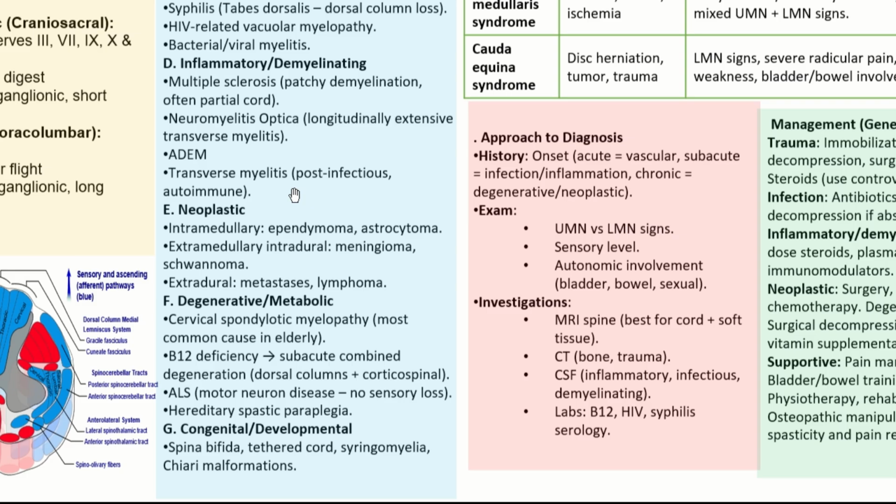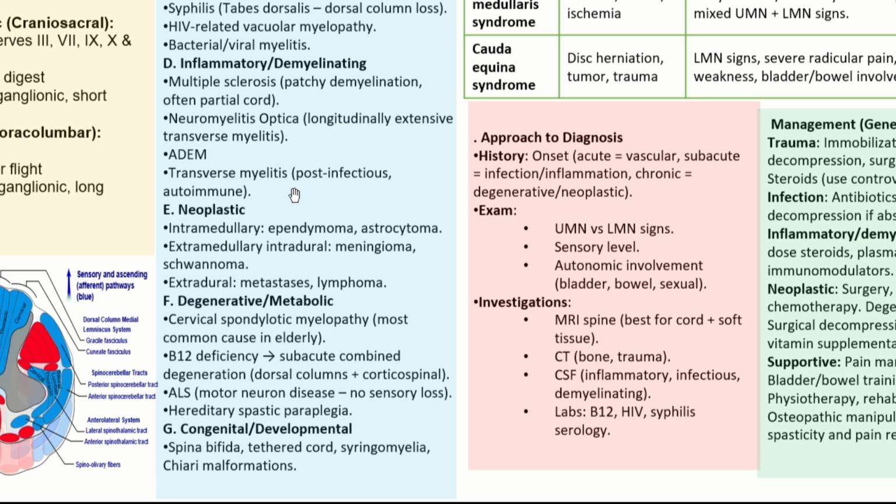Then we have the ALS, which is under motor neuron disease, and this is going to affect mostly the motor neurons only, and we shall retain sensory inputs very intact. Then we have hereditary spastic paraplegia.